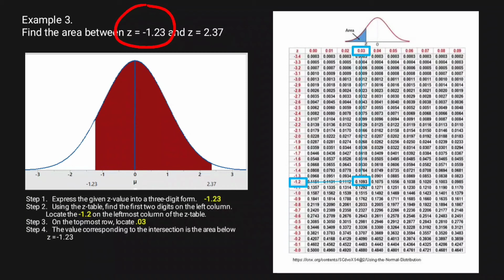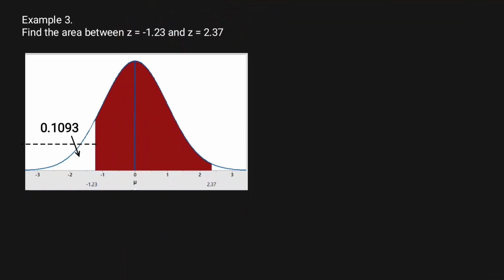So, graph. Lagay natin sa graph. So, 0.1093, yan yung part na yan. So, yung may arrow to the left. Okay? So, to the left is 0.1093. Then, kunin naman natin ang area to the left of 2.37. Okay, 2.37. Nasa 3 decimal na siya.